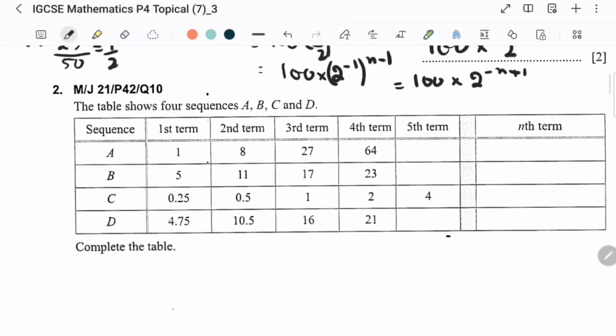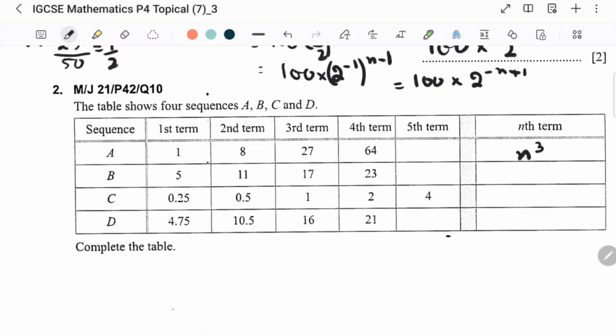Now move to the next one. All right, so it's a table given. Complete the table, and you have to give the fifth term and the nth term also for the sequence. So 1, 8, 27, 64, we know that they are all cube numbers. So the nth term will be n cube. 1 cube is 1, 2 cube is 8, 3 cube is 27. No need to go for the whole method.